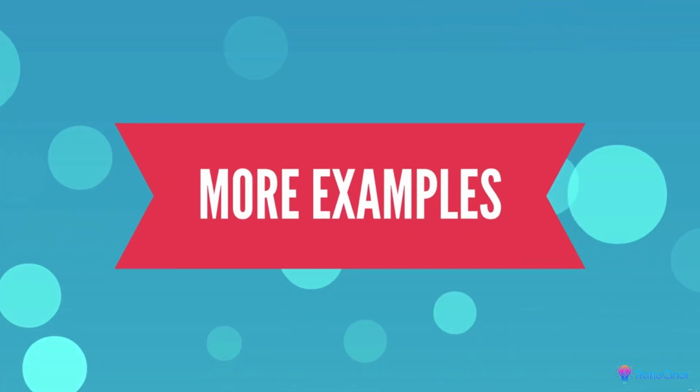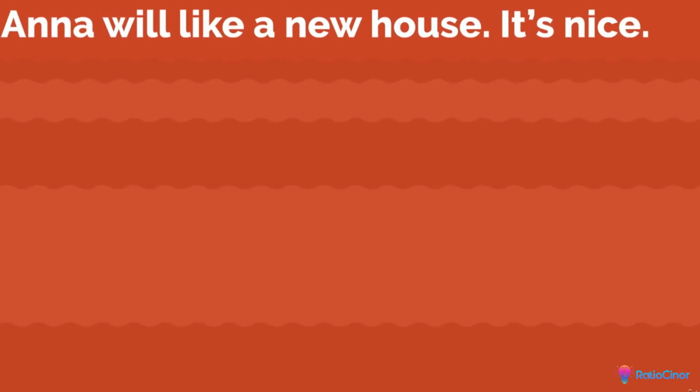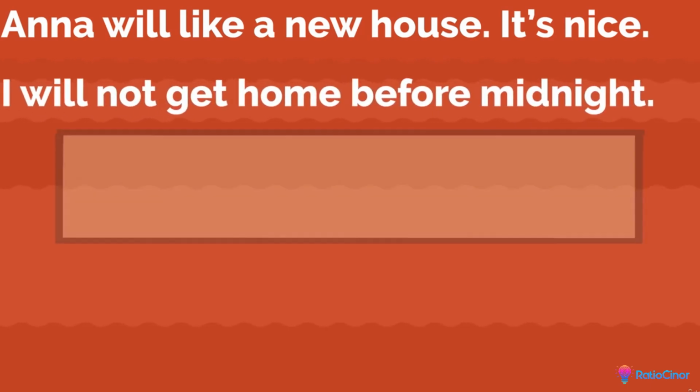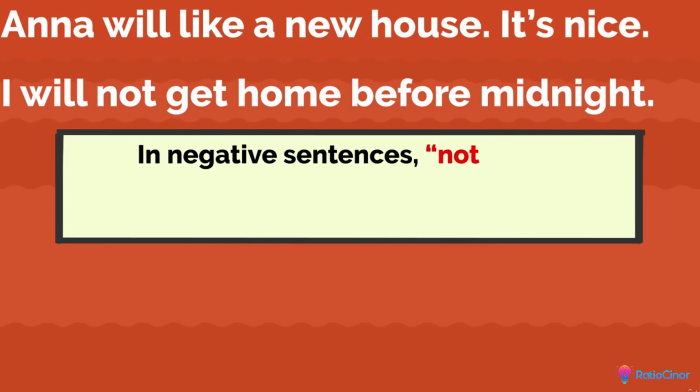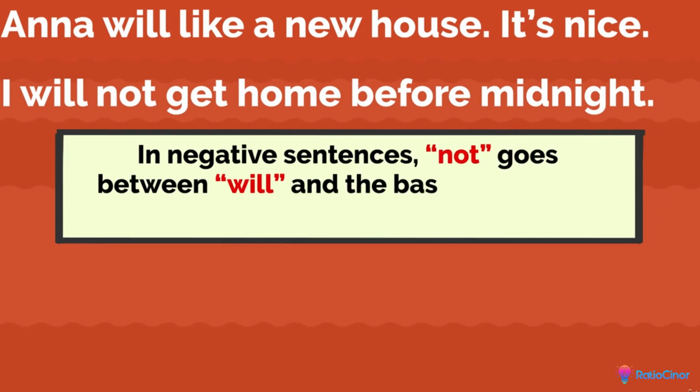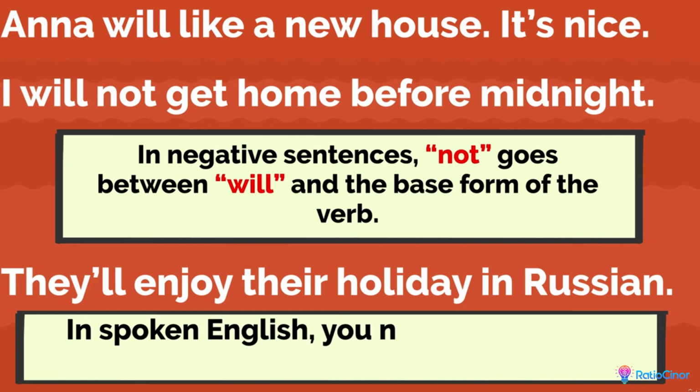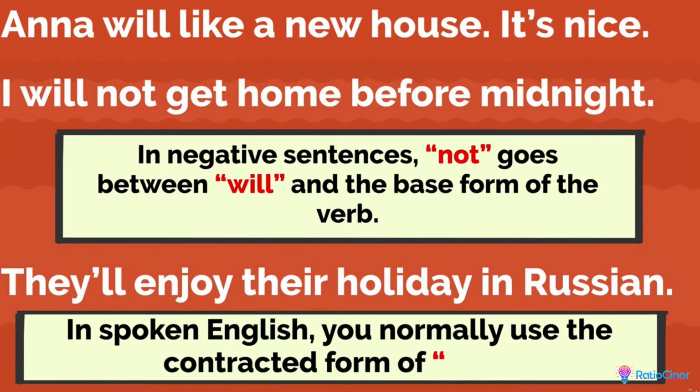More examples. Anna will like a new house. It's nice. I will not get home before midnight. In negative sentences, not goes between will and the base form of the verb. They'll enjoy their holiday in Russia. In spoken English, you normally use the contracted form of will.